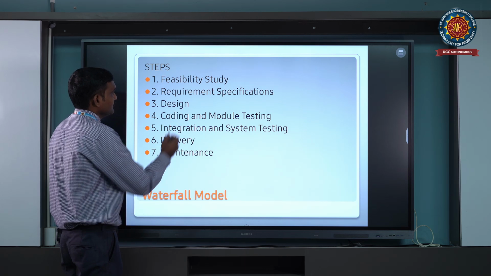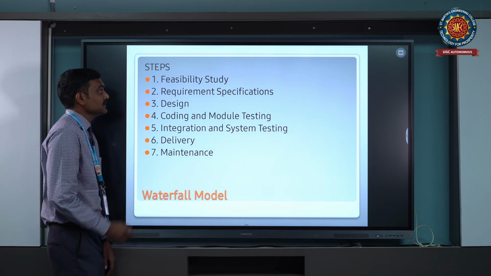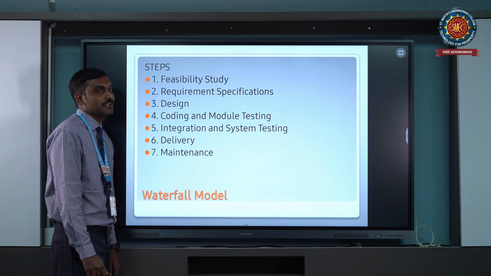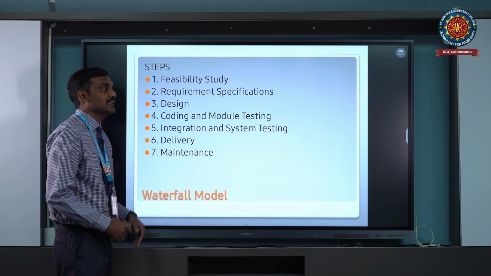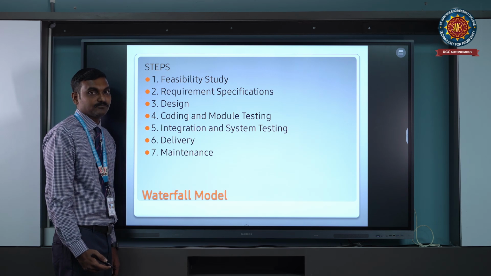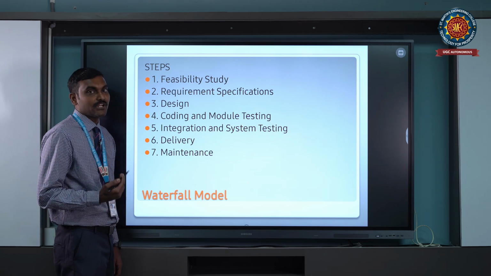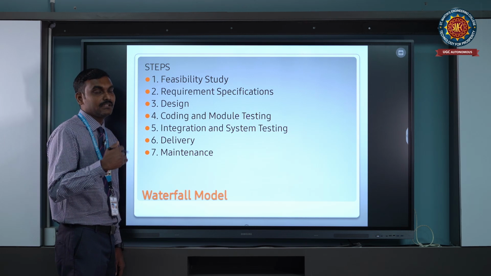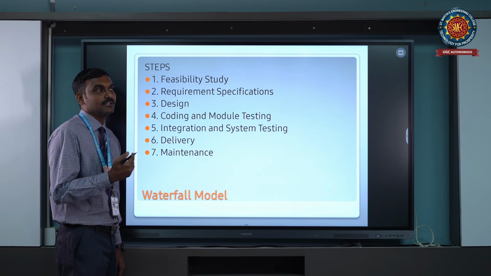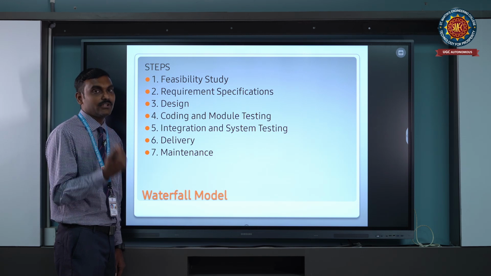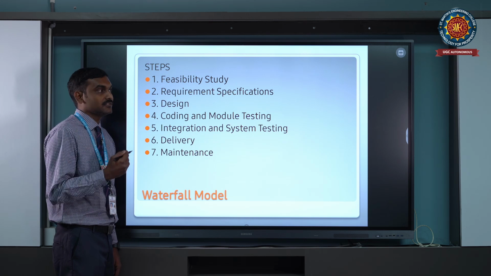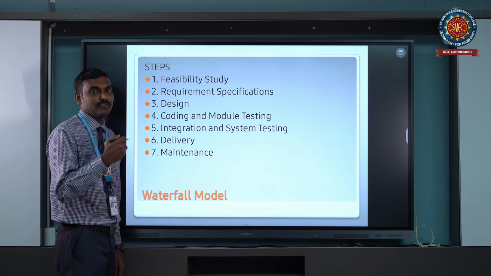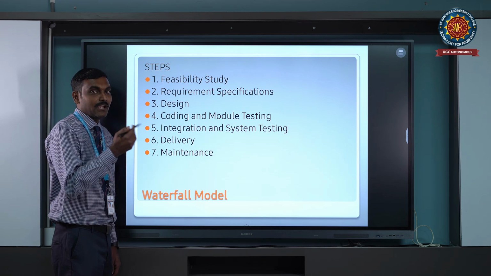In the waterfall model, these are the steps involved. The first step is feasibility study. For example, a person wants to develop a business application and he does not have any programming knowledge. So he will approach a company and give the idea to the company, saying that I want to develop this business application, but I don't have any programming knowledge. The software company, which has a set of skilled software developers, will try to help him.